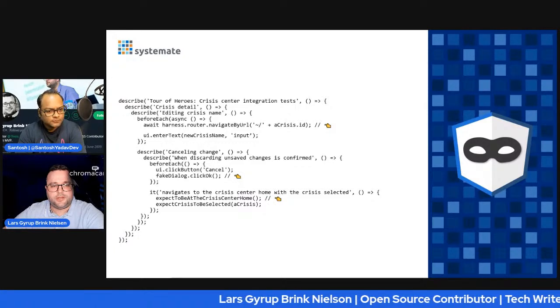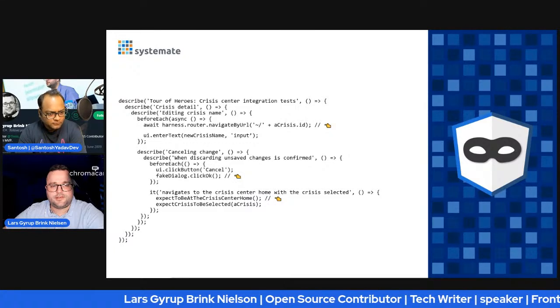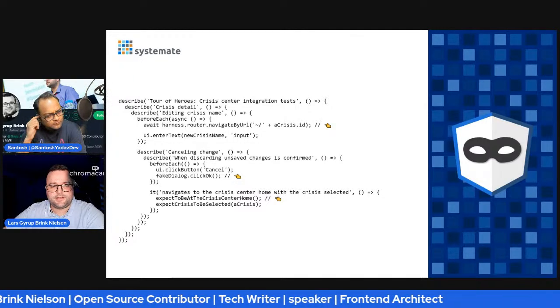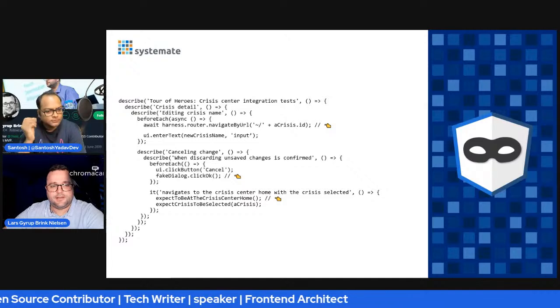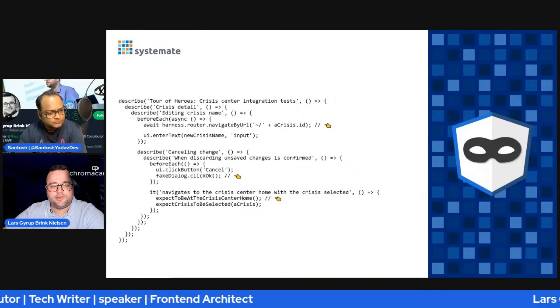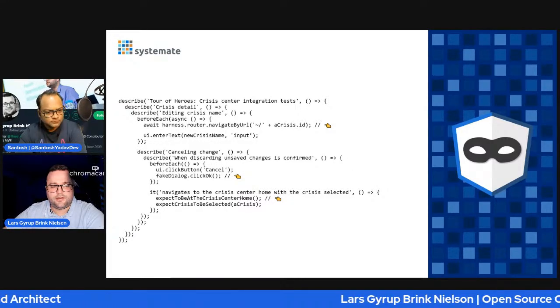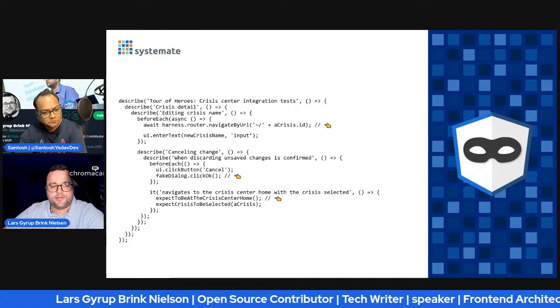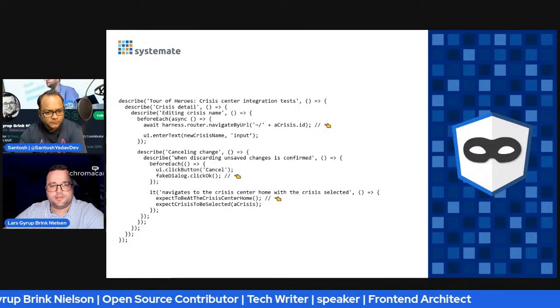And then when we cancel that change, instead of saying we want to save it, we will cancel it. We click the cancel button, and then this dialog will show up. And using our fake service, we can click OK. And then we can assert that we're back at the Crisis Center homepage, and the crisis we were editing is still selected.